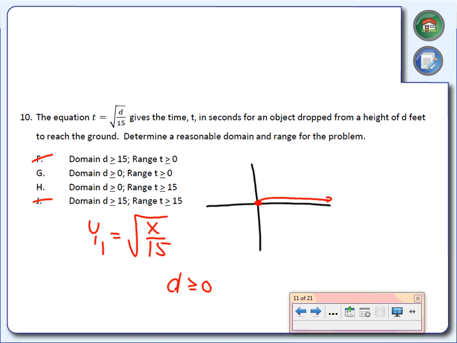The y values. Notice how the y values also start at 0. And because the graph is going up, those y values are getting larger as well. So the y values, or in our case, the t, is also getting greater than or equal to 0, which means the correct answer here should be G. G would be the right answer.